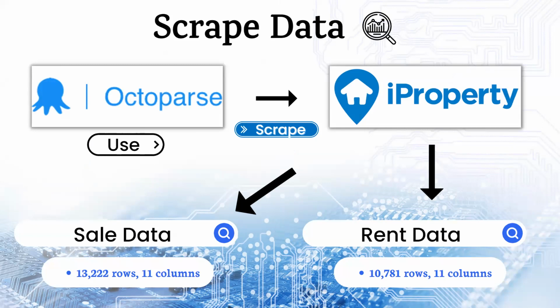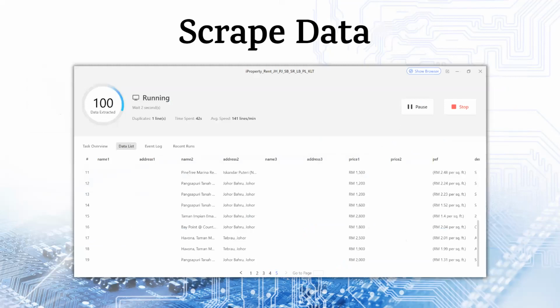So what I did was I went to the iProperty website and I used a tool called Octoparse to scrape two data sets, one being the sale data set and one being the rent data set. As you can see on the screen here, there's a total of 24,000 rows of data. This right here is a demonstration of me using the tool to scrape the data.